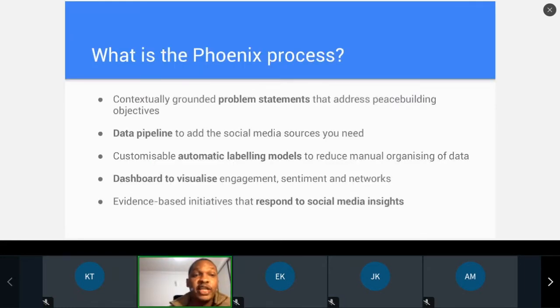Next slide. So what is this Phoenix process? The way we look at the Phoenix process, we divide it into a couple of steps. We first identify problem statements that address peace building objectives. So what is the problem that you're trying to address, and how is it going to support your peace building objectives? And then from there, we create a data pipeline to the social media sources that you need to get to, to address your problem statement. And then after that, we customize that pipeline so that you're able to tag the data according to your problem statement.